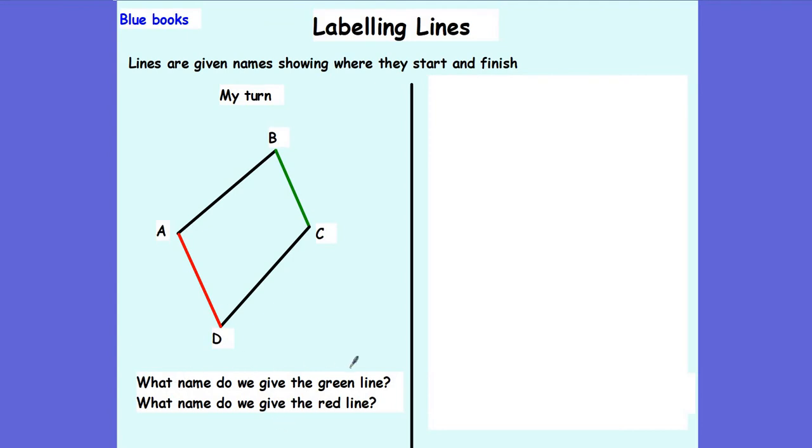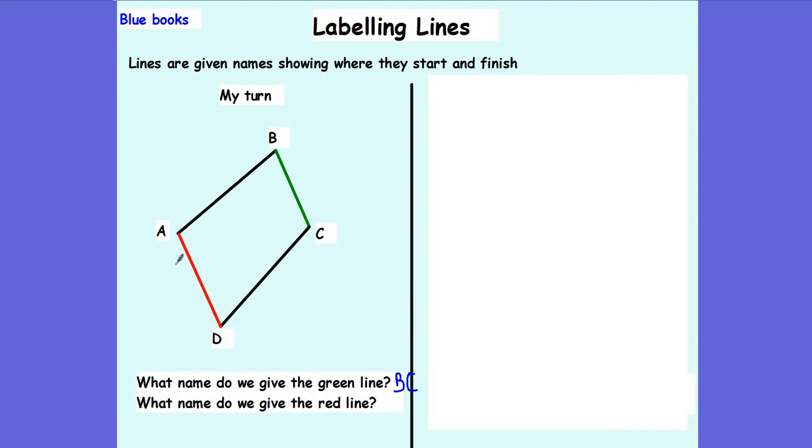So Drew, what do I give the name to the green line shown in this diagram? We call it BC because it starts at B and ends at C. You could also call it CB. We tend to do it in alphabetical order, but it wouldn't matter either way.